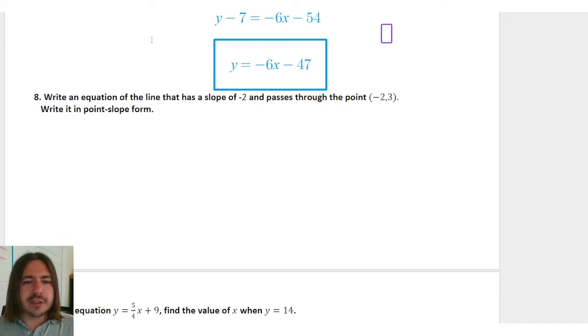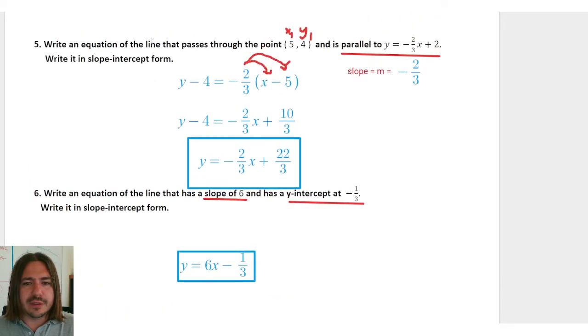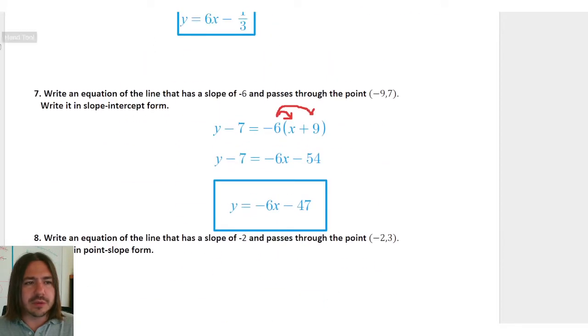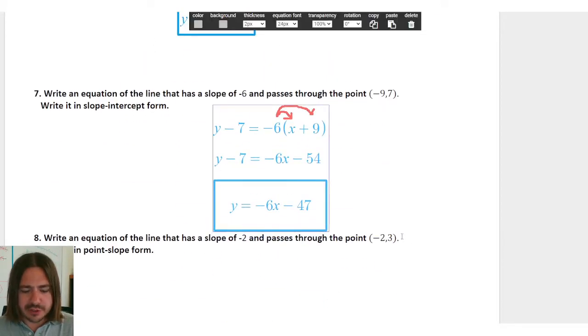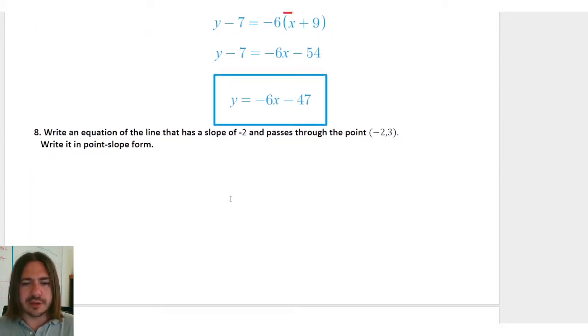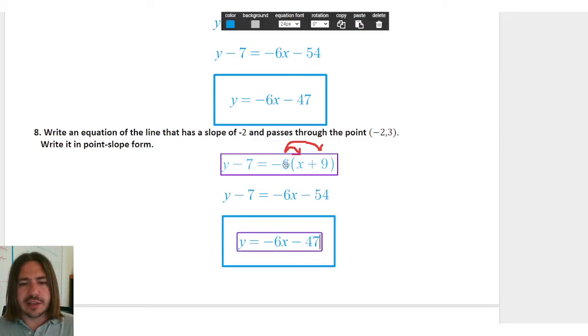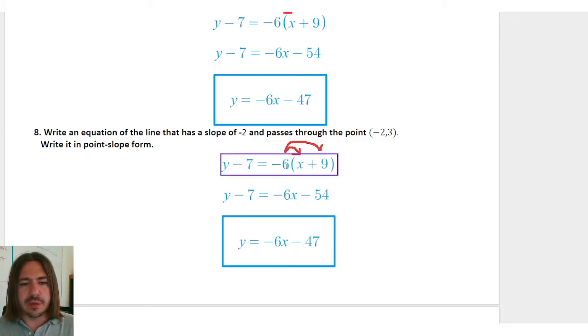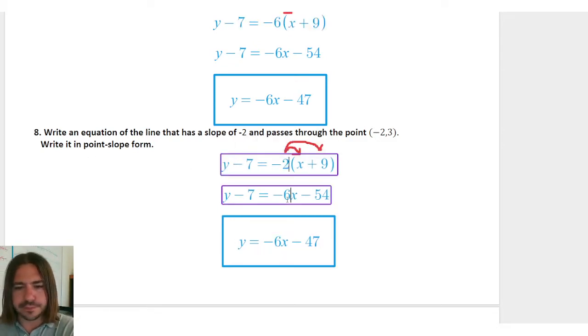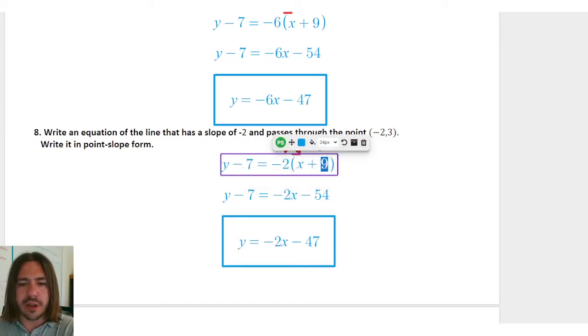For number 8, really the same thing, okay? Same thing as we did on this one. So once again, I'm going to do kind of what I did earlier, which is just copy and paste the work because the process will be identical. Just that in this case, the slope is going to be -2, and the coordinate is going to be (-2, 3). So this would be like x minus -2. So once again, that becomes +2.